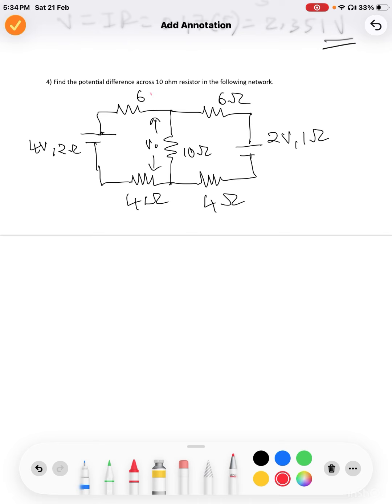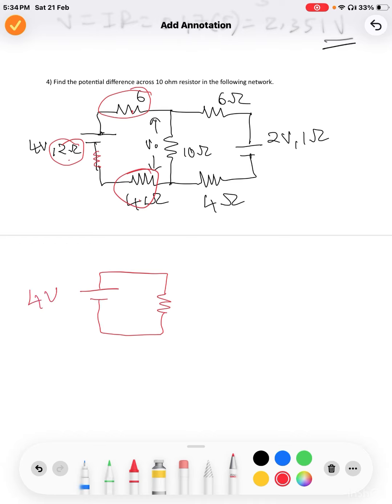So look at my suggestion, this 6 ohm and this 4 ohm, they are in series with battery, and you write the internal resistance next to the battery. So internal resistance of 2 ohm, 6 plus 4, they are in series with battery. So can I write the circuit as simply, I'll rewrite the circuit.